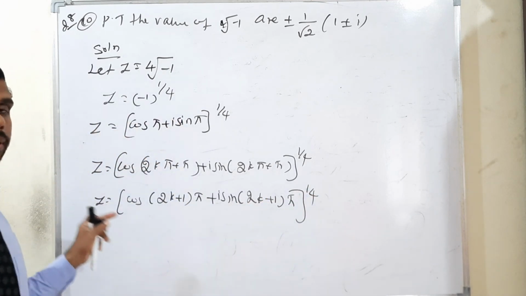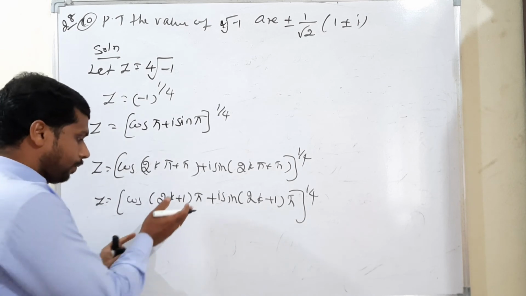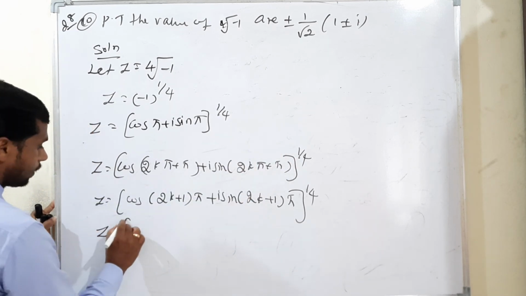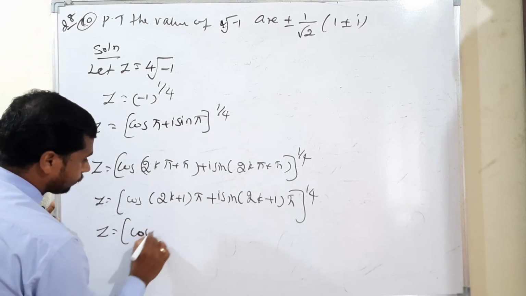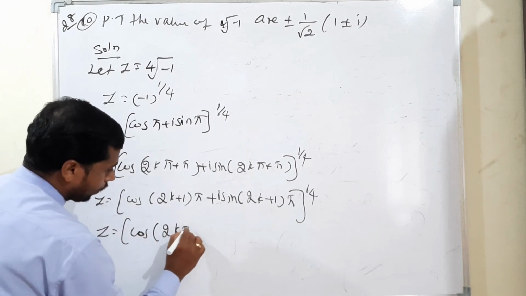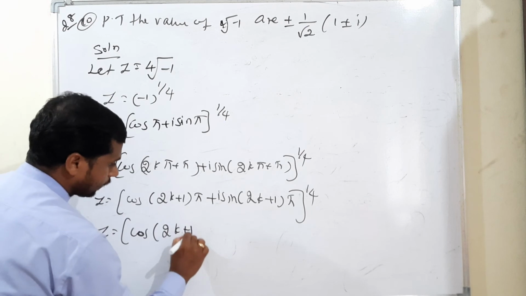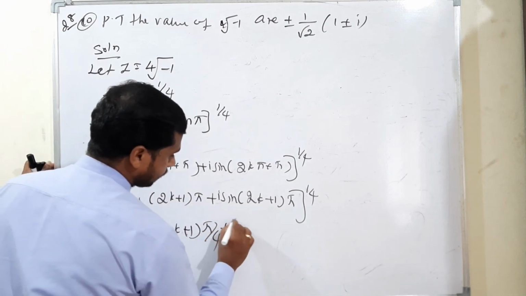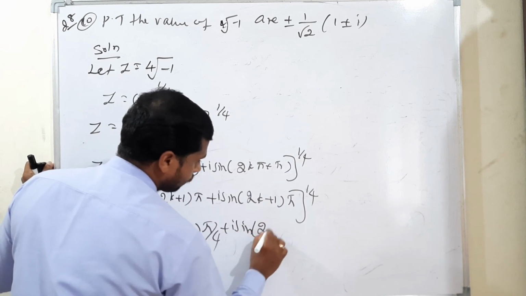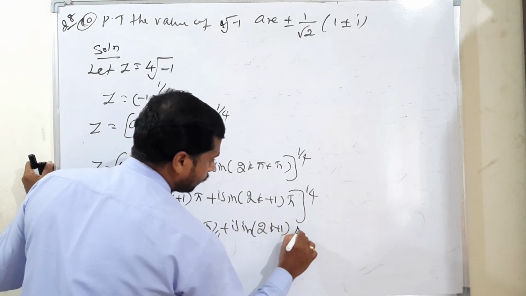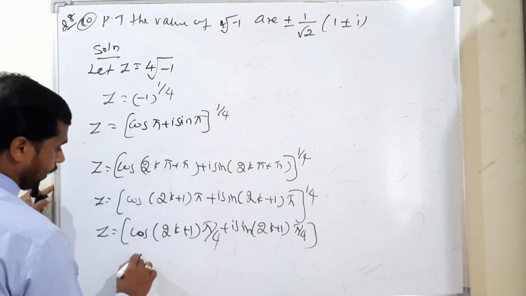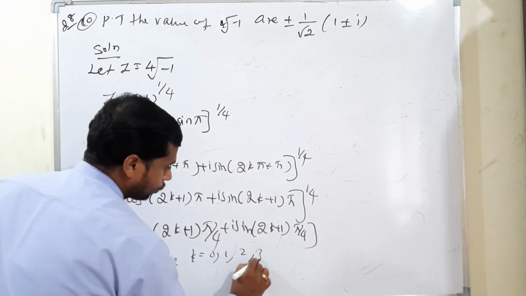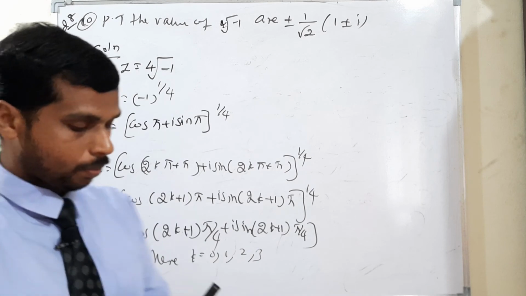According to De Moivre's theorem, 1 by 4 means every time divided by 4 will come, isn't it? Therefore z is equal to cos of (2k plus 1) pi by 4 plus i sin of (2k plus 1) into pi by 4. The k values, k is equal to 0, 1, 2, 3 will come. So just apply one by one.